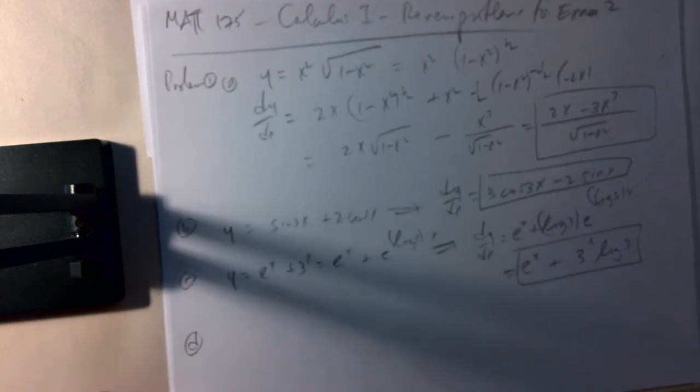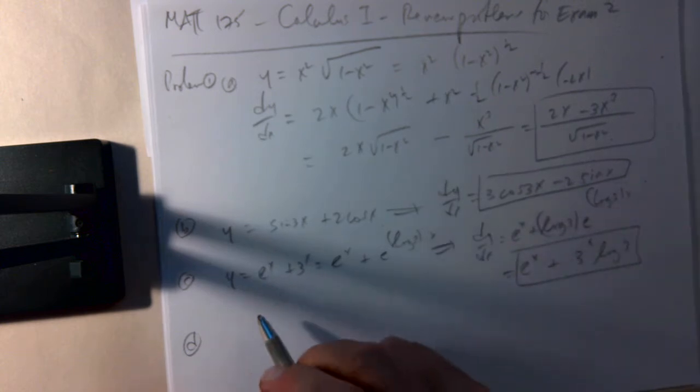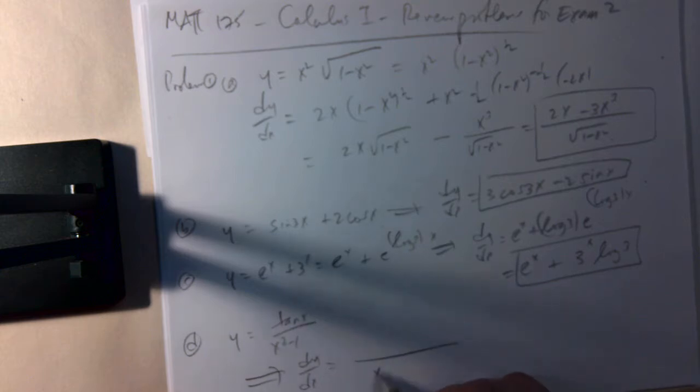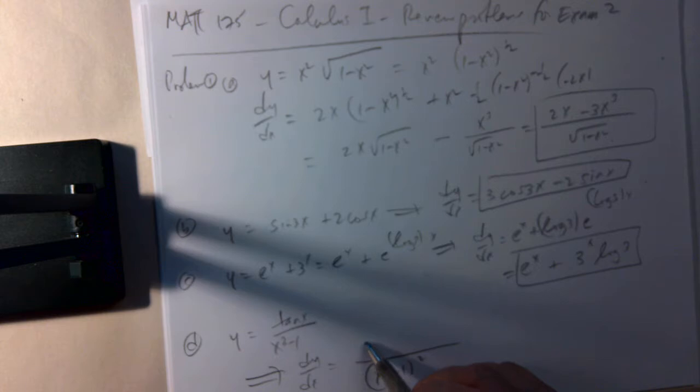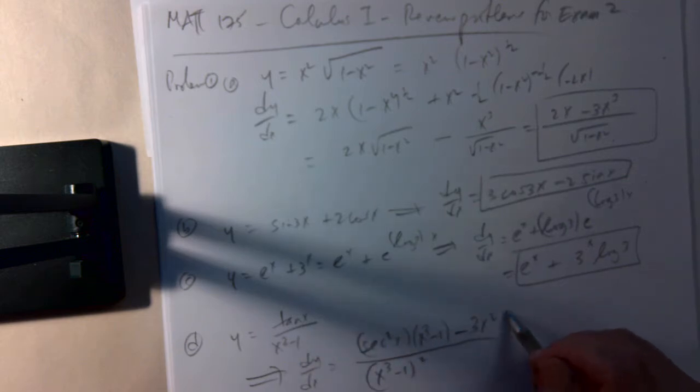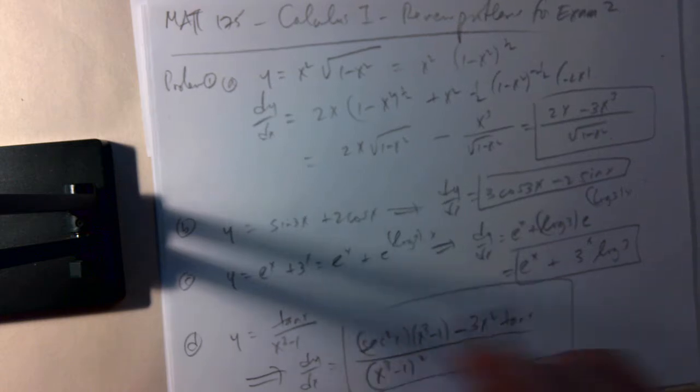For D, we use the quotient rule. Y is tangent x over x cubed minus 1. So dy/dx, we have (x cubed minus 1) squared in the denominator. The derivative of the tangent is secant squared x times the denominator minus the derivative of the denominator times the numerator. That's the answer.